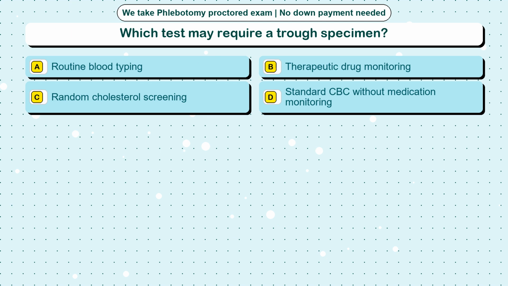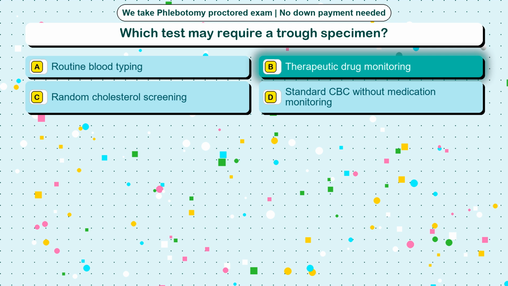Question 70. Which test may require a trough specimen? Option A, routine blood typing. Option B, therapeutic drug monitoring. Option C, random cholesterol screening. Option D, standard CBC without medication monitoring. The correct answer is option B, therapeutic drug monitoring.